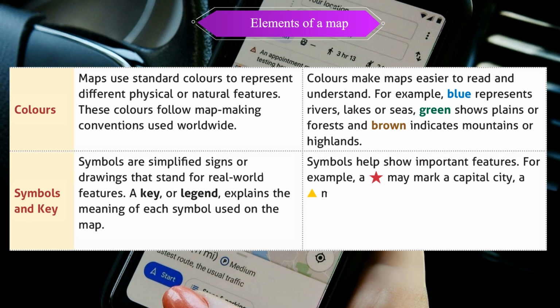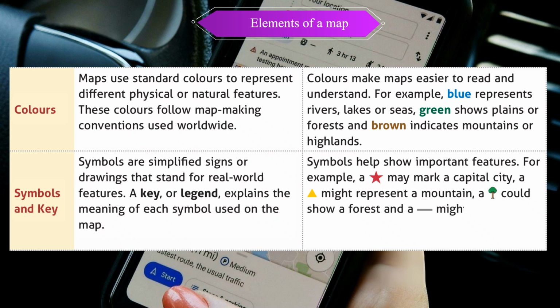A triangle might represent a mountain. A tree could show a forest, and a bold horizontal line might indicate a road. The key tells us what each symbol stands for.